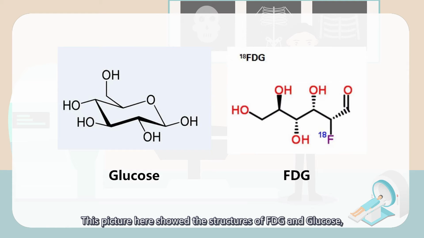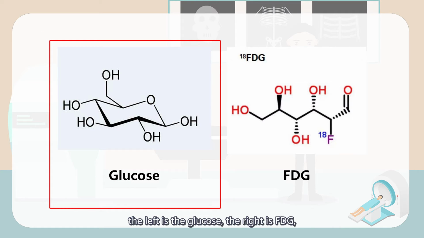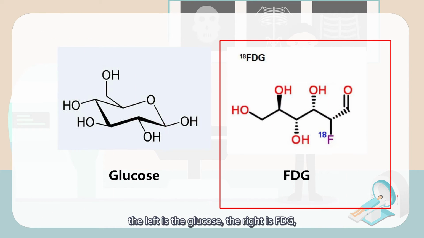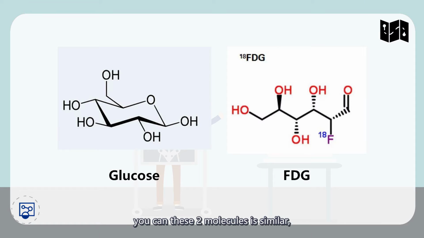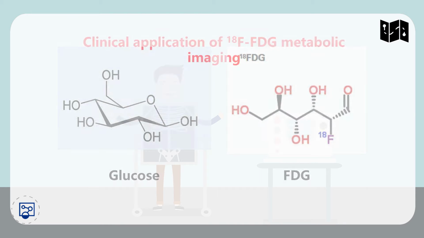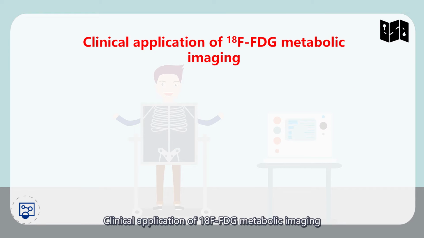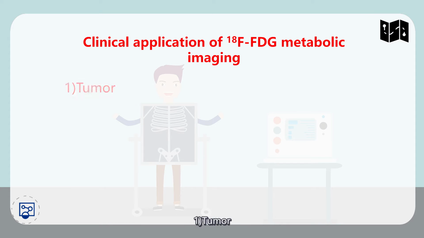Here shows the structures of FDG and glucose. Left is the glucose, right is FDG. You may say these two molecules are similar, and we can label FDG with F18, this radioisotope. The clinical application of F18-FDG metabolic imaging. First, in tumor.